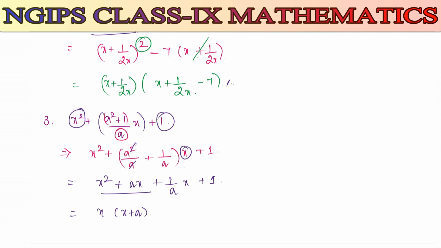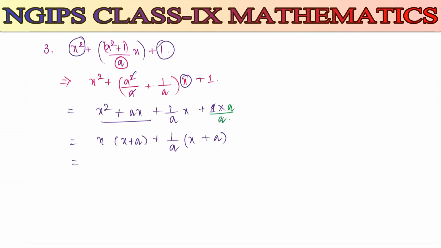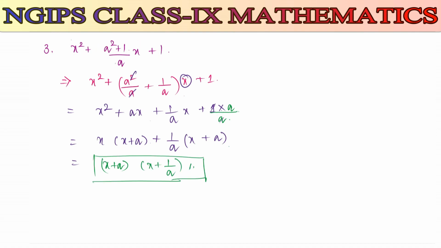Now from these two terms I am going to take 1 by a common. Here it will be x, here it will become, first I am going to multiply both numerator and denominator by a so that the value will not change. Then later we can take 1 by a common, so I took 1 by a common, so the leftover is x plus a. Now if we simplify this we can take common in both the terms x plus a. I am going to take x plus a, so the leftover here is x plus 1 by a. So this is the final factor for this expression.